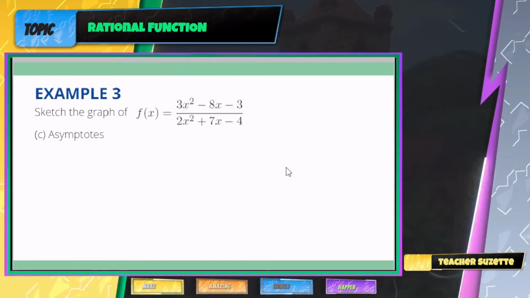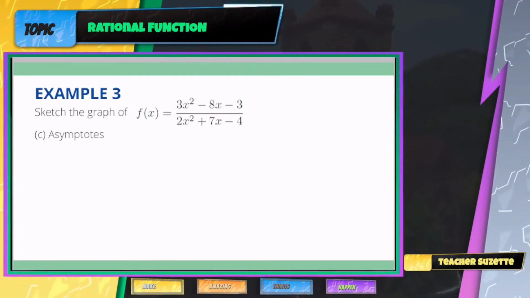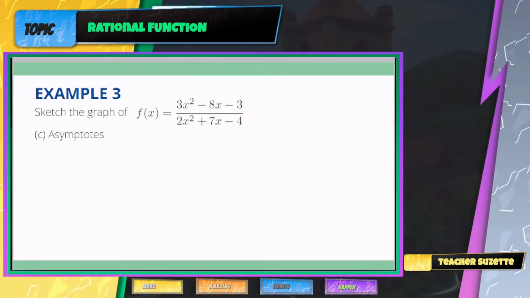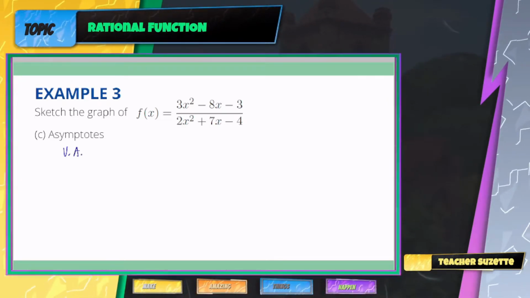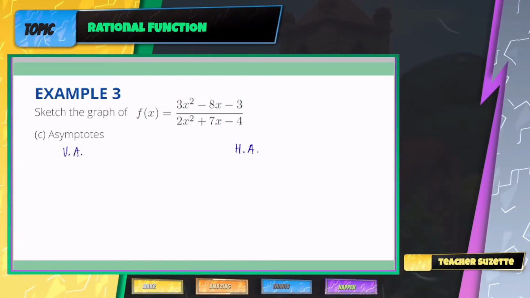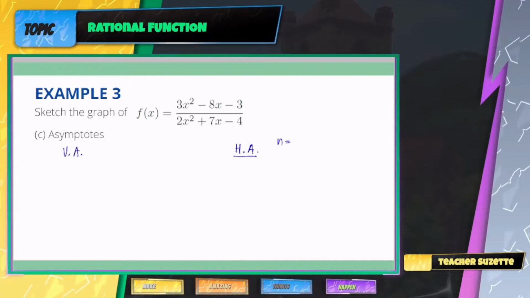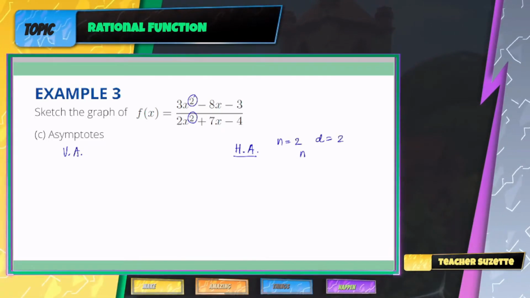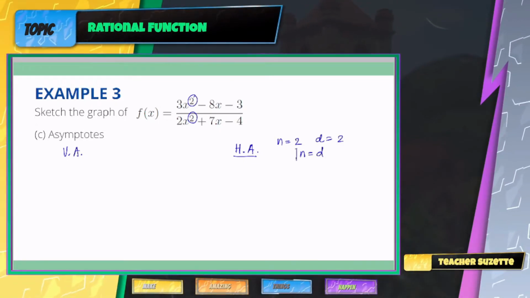So again, same lang po ang ating hinahanap, same function rather, but this time we're going to look for the asymptote. So meron tayong dalawa, vertical asymptote at meron tayong horizontal asymptote. So for us to solve for our horizontal asymptote first, pagbabasihan lang po natin yung ating n and d, or yung highest degree ng ating numerator and denominator. So, in this case, 2 ang ating numerator at ang denominator natin. So, therefore, our n and d are equal.